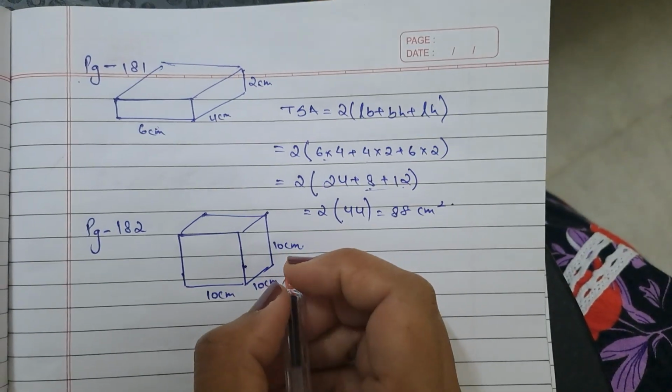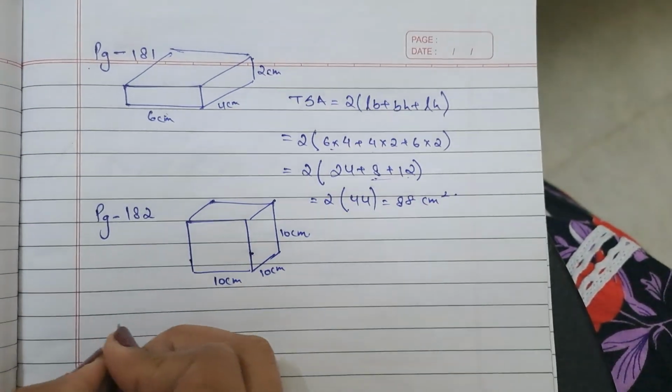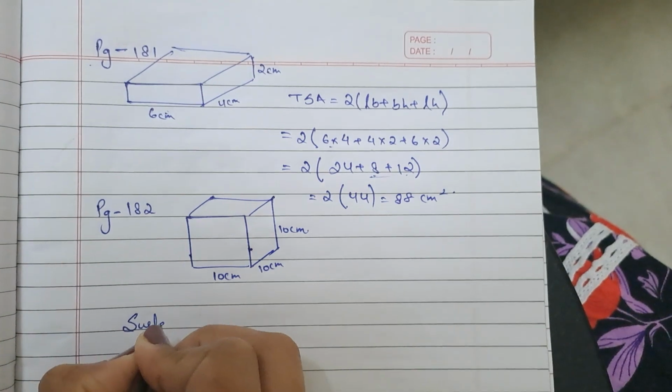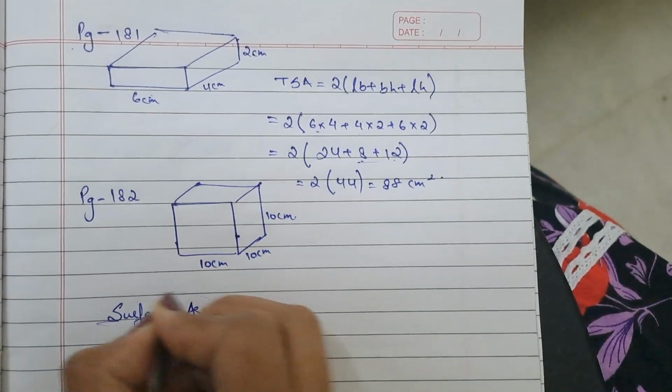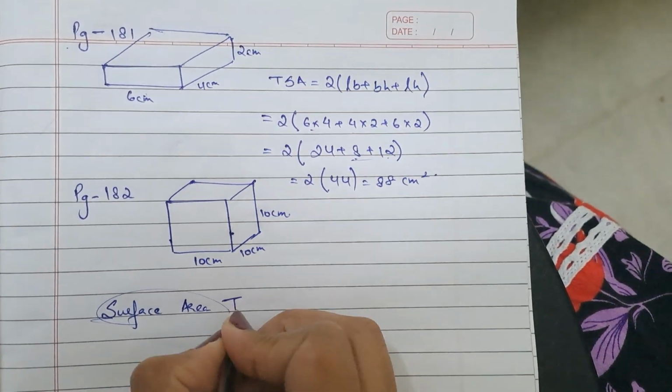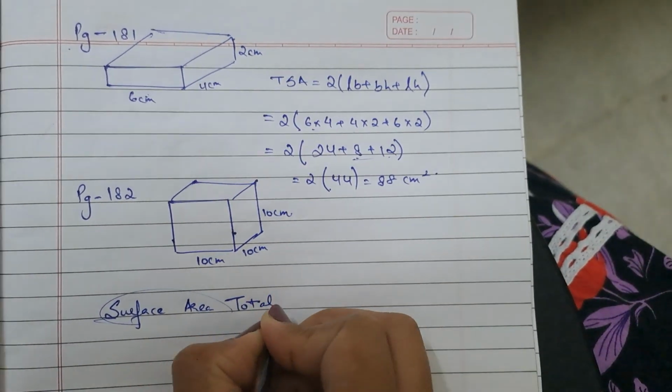Okay, and they are asking me to find the surface area. Now he did not say what surface area, so when it is not specifically mentioned, the surface area, if it is just mentioned, that means it is the total surface area that I have to find out.